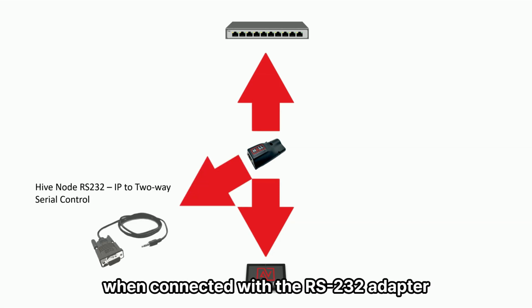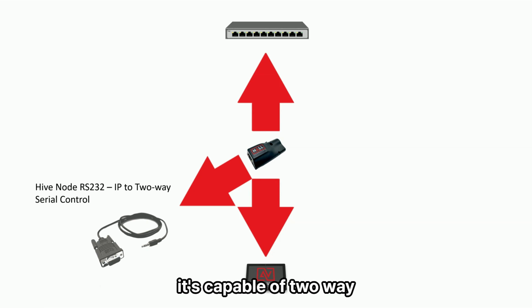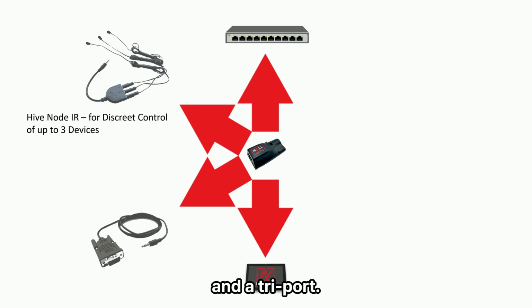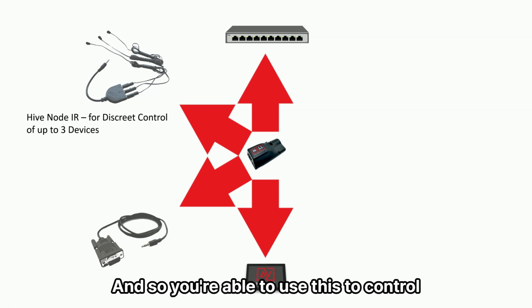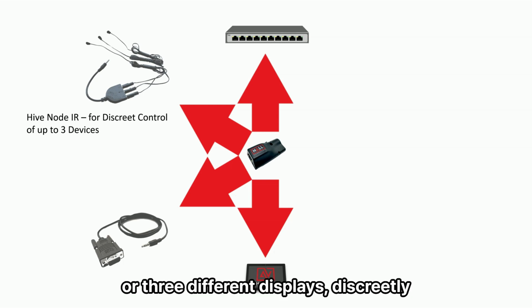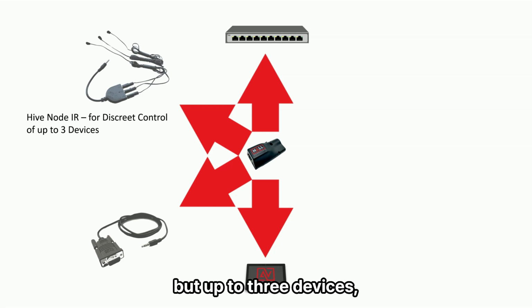When connected with the RS-232 adapter, it becomes the Hive Node RS-232 kit. It's capable of 2-way serial control, which is most projectors, most displays. Connecting up the IR gives you the Hive Node IR kit. And this kit comes with 3 IR emitters and a triport. And so you're able to use this to control like 3 different cable boxes or 3 different displays discreetly. Not only does it have the capability of controlling one device, but up to 3 devices.